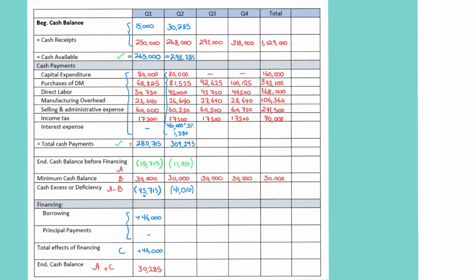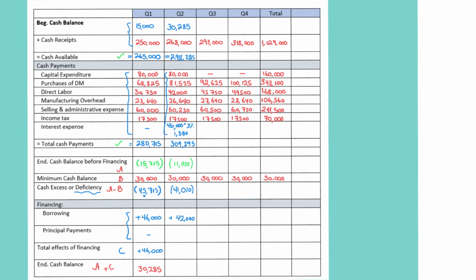So again, I need to borrow money, okay, because I have cash deficiency, not cash excess. Okay, so I'm below the minimum by 41,010. Again, he said you can borrow in 1,000 increments. Okay, so I need to round it up to the nearest 1,000. So I need to borrow 42,000, not 41, because there is $10. So I cannot borrow $10. I need to round it up to the nearest 1,000. So I need to add 42,000.